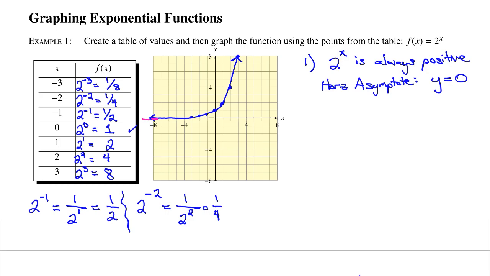A lot of times we draw it as a dashed line here, and you could draw it all the way across, but really we only need it on the left side here. So I'll just stop there.